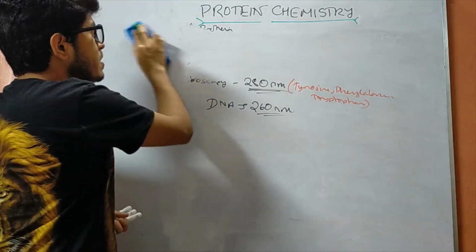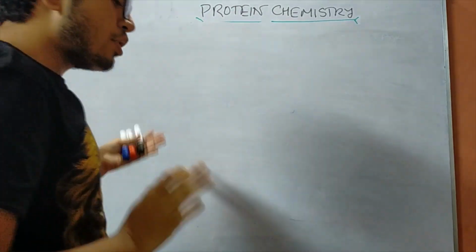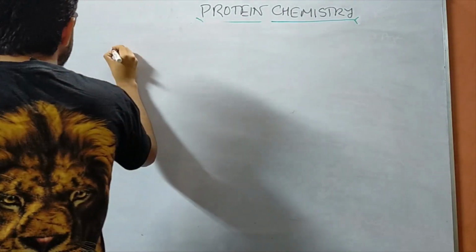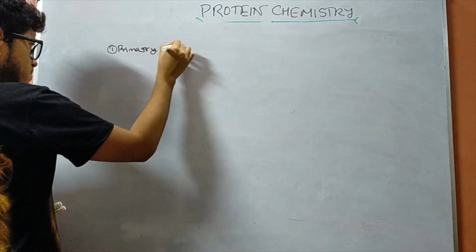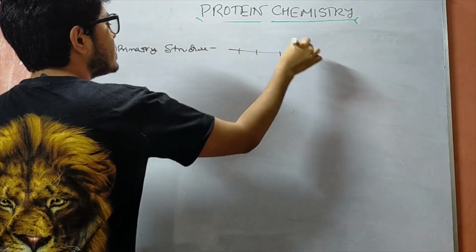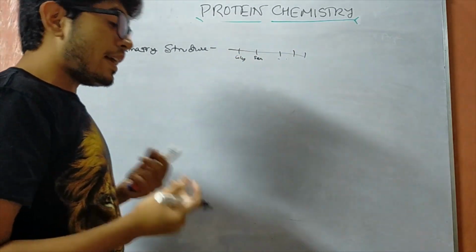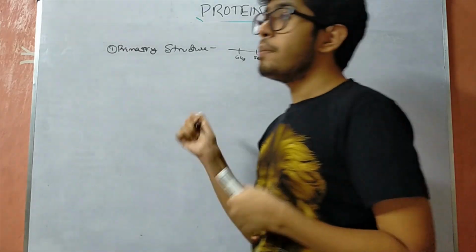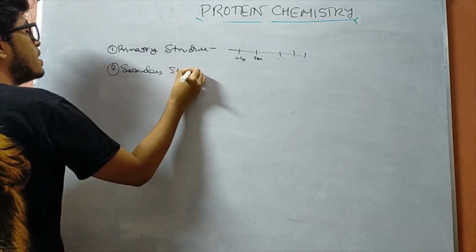Now coming to the structures of protein. Protein structure is very important because protein can exist in several structures. First, let's come to the primary structure of protein. The primary structure is nothing but the chain of amino acids, a normal chain where we have amino acids such as lysine, serine, etc. Whereas in the secondary structure we have hydrogen bonds present between them.